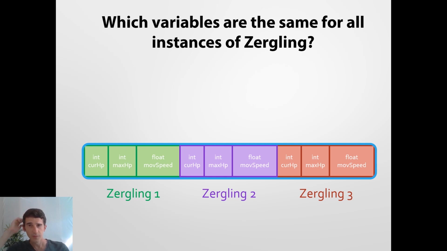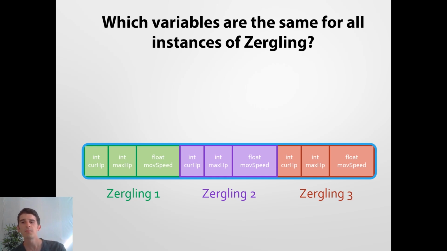So first of all, we're gonna figure out which of these variables does really every single instance of a Zergling need, and which of these variables can be stored only once because it is shared between all those Zerglings. So let's first have a look at the current HP. Current HP definitely needs to be stored in each instance, because if all the Zerglings in my game share the same variable, if you kill one Zergling, you kill them all. That's not what you want. So current HP definitely must be stored in a variable for every instance. Okay, so we're not getting around that.